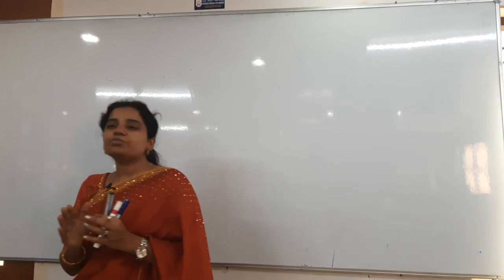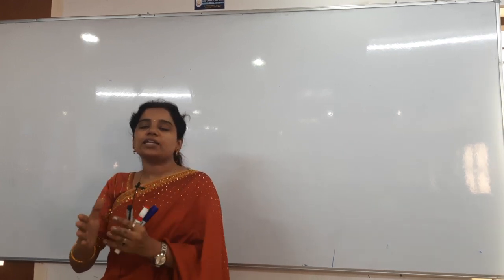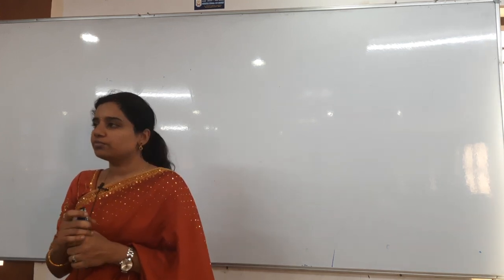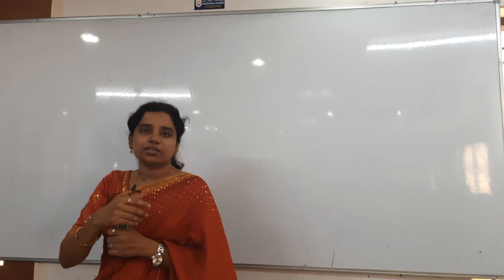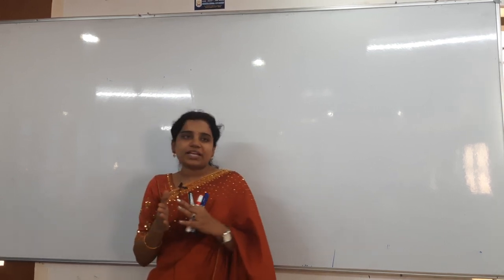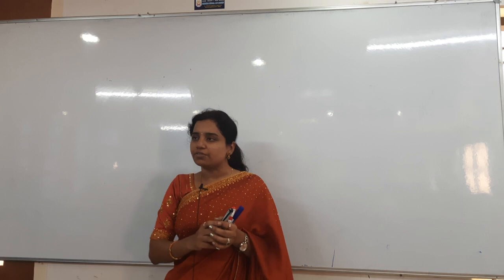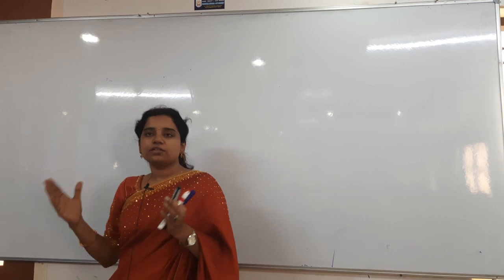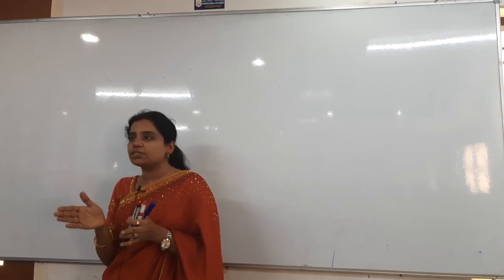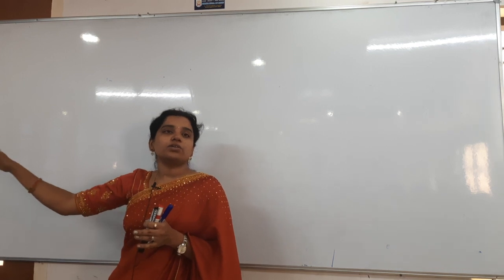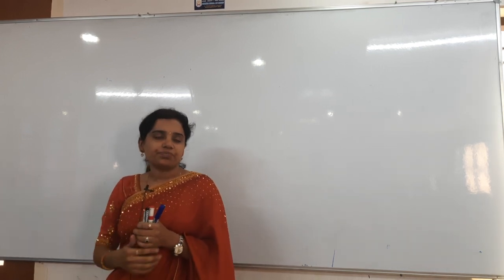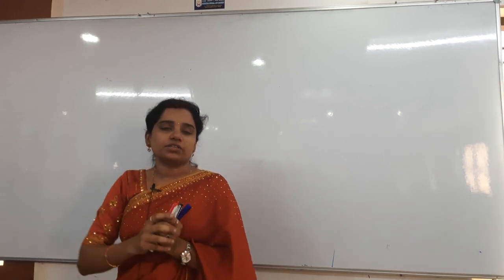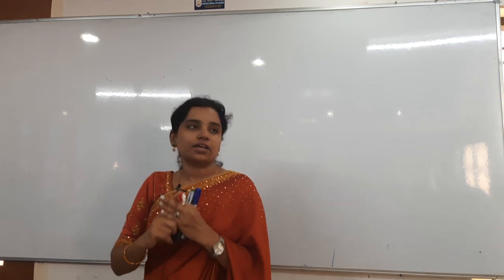Now whenever the object is placed between C1 and F1, nothing but 2F1 and then F1, where the image will be formed? Beyond C2. That is just opposite to the second case. Whenever the object is placed beyond C, image will be formed between C and F. Now if the object is placed between C and F, then image will be formed beyond C, or obviously otherwise 2F2. Now what I can say, whenever we are coming near to the lens, image size will get enlarged. Real, inverted and enlarged image.